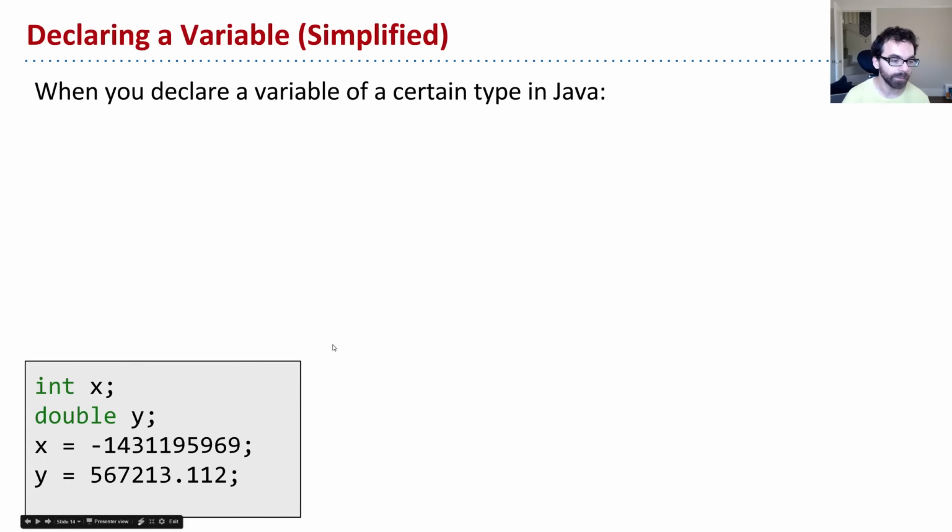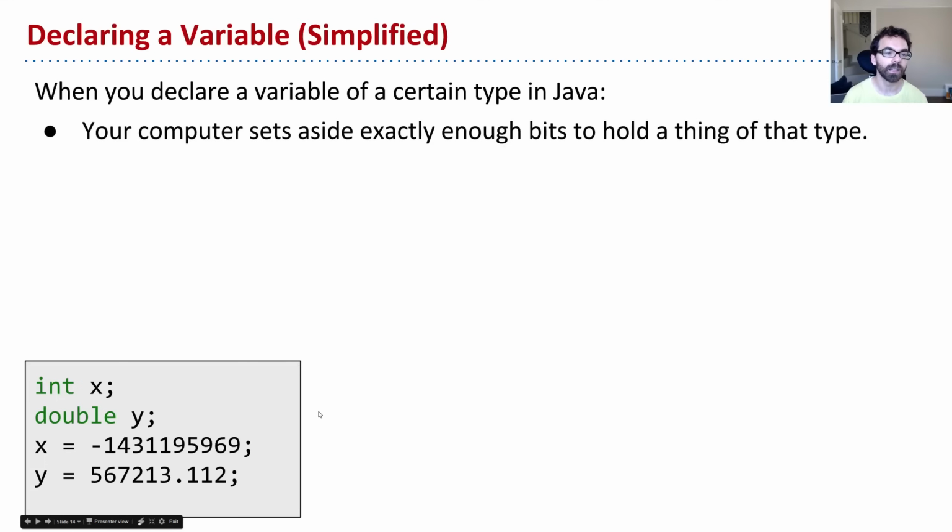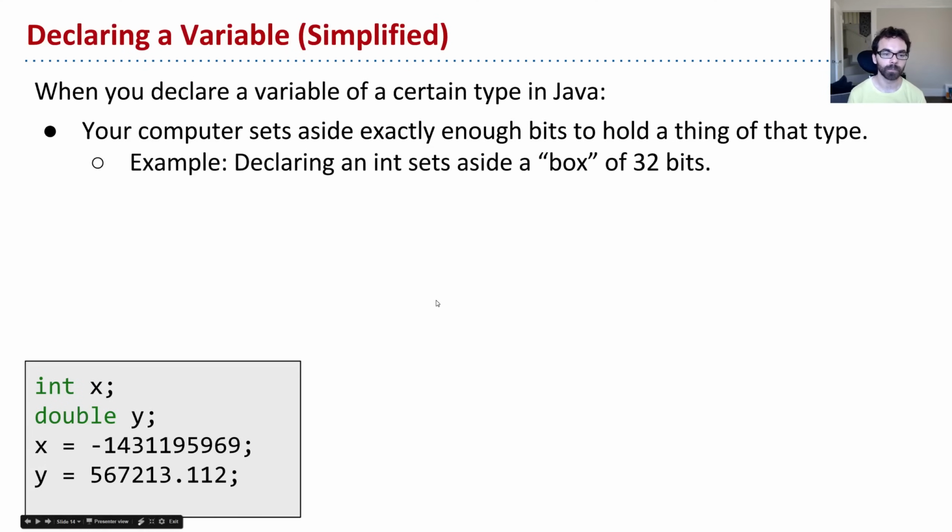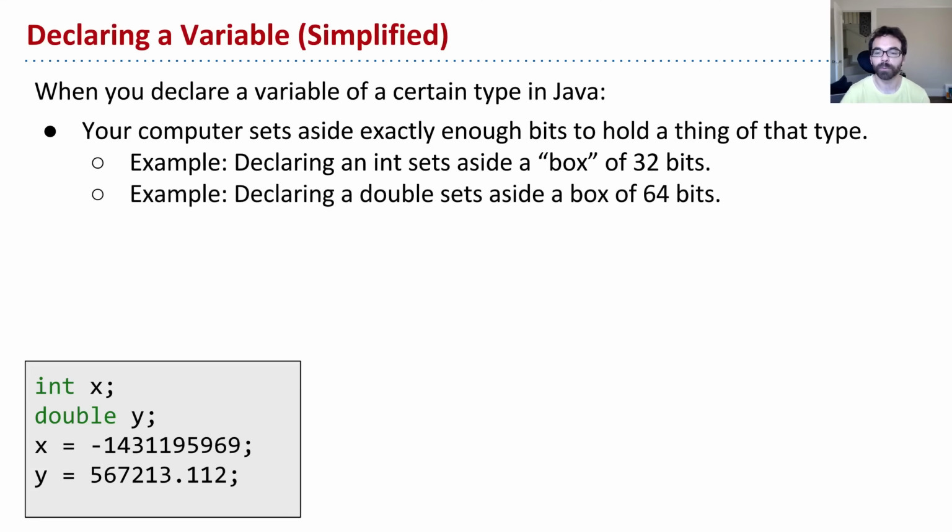So here's some code. I'm going to run it in a moment. Okay. So when you declare a variable of a certain type in Java, say int x or double y, what happens is your computer is going to set aside exactly enough bits to hold a thing of that type. It's got some billions of bits that it can use, and it's going to say these bits are going to get to be int x, these are going to get to be double y. So an int, as it turns out, is always 32 bits. Even if you only are storing a small number, it still gives you 32 bits. Or if you declare a double, you get 64 bits. That's just how it is.